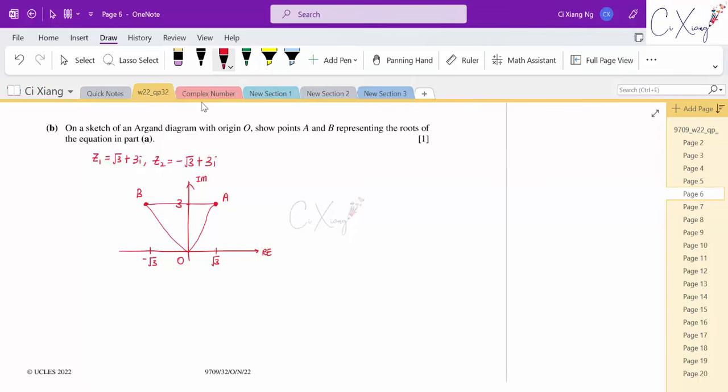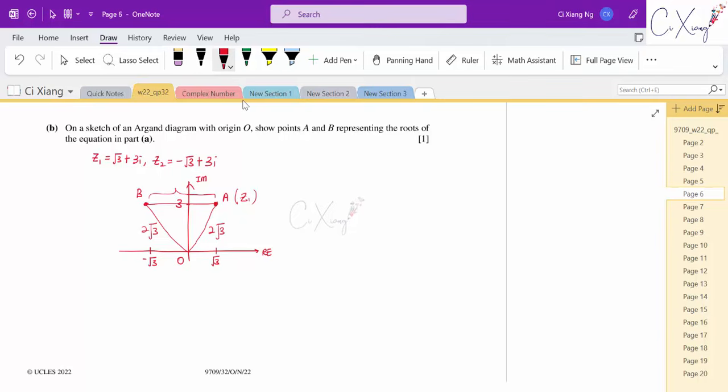And then from part C just now, when we calculated the modulus and also the argument for both roots, we know that A is actually our Z1, and we know that the length of OA should be 2 square root 3, which is the modulus of Z1. And then the length of OB is also 2 square root 3, which is the modulus of Z2. And now to prove that this is an equilateral triangle, I need to find the distance AB.